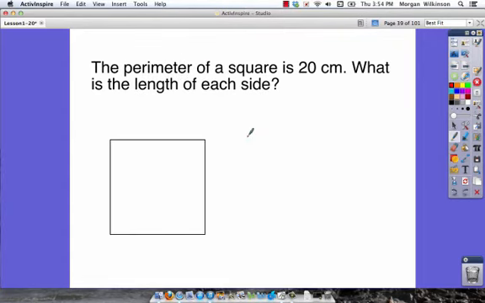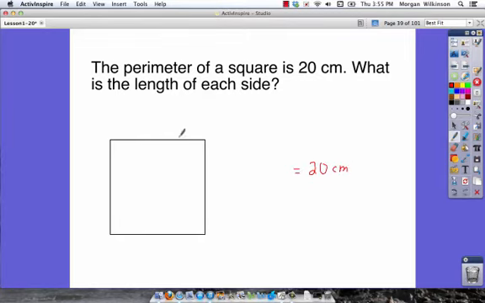Now, our next question says the perimeter of a square is 20 centimeters. We want to know what the length of each side is. So let's say we have our side on top and our side on bottom, our two vertical sides across from each other. If we add all four of those sides up, we must get an answer that's equal to 20, because we know that's the perimeter. So something is equal to 20 centimeters.